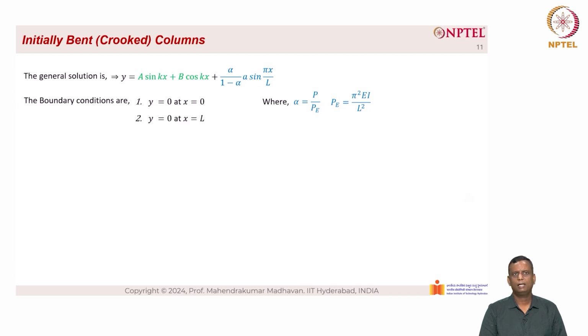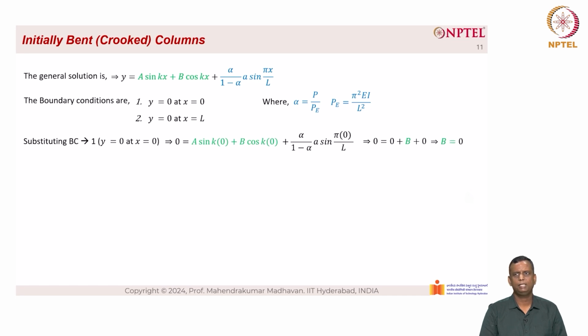The boundary conditions are y equal to 0 at x equal to 0, y equal to 0 at x equal to L. So, when we substitute y equal to 0 at x equal to 0, we have 0 equal to A sin k0 plus b cos k0 plus alpha divided by 1 minus alpha into A sin pi of 0 by L. So, which indicates that 0 equal to 0 plus b plus 0. The reason is that sin of 0 is 0, cos of 0 equal to 1, and this third term alpha by 1 minus alpha also contains the sin term, which is 0. So, we have 0 equal to 0 plus b plus 0, which indicates that b equal to 0.